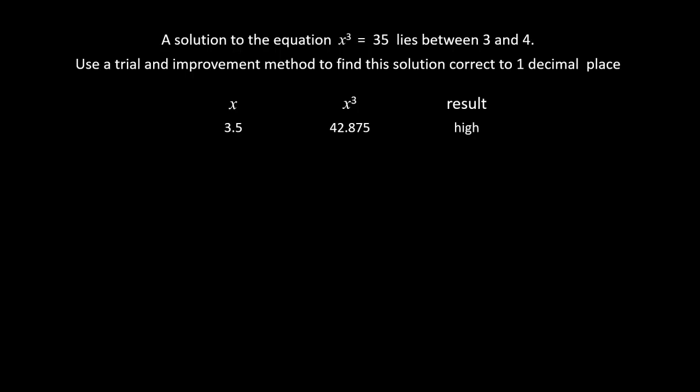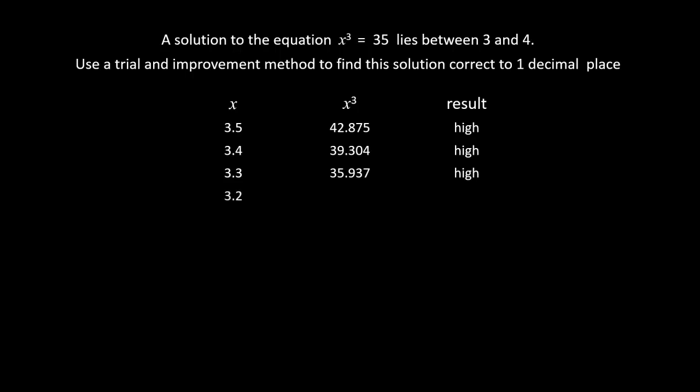So we've got to go down. Now we're not going to jump down loads. We're just going to jump down to the next number, 3.4. Try that in the calculator. 3.4 cubed gives us 39.304. Remember, we're trying to get a solution to the equation x cubed equals 35, so that is too high. Now we're not going to jump down to 3.2 or anything, we're going in nice easy steps, 3.3. That gives us 35.937, still too high.